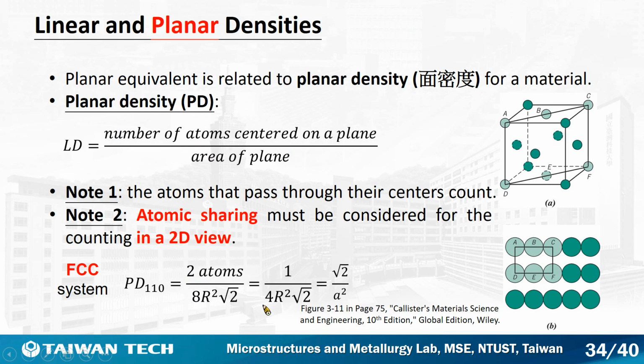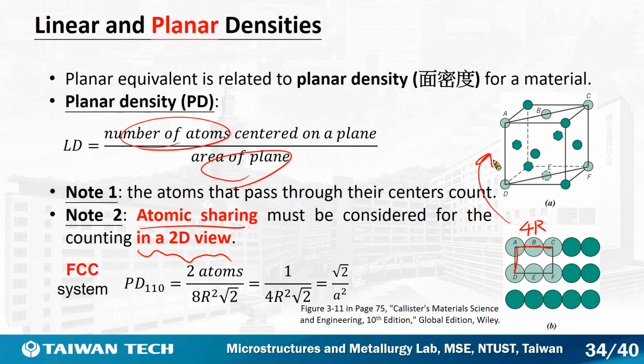And for planar density, it actually looks similar: number of atoms over area. And atomic sharing should be considered, but in a 2D view. Okay, let's try to find the area here. So this is R, 2R, R. So this is 4R here.